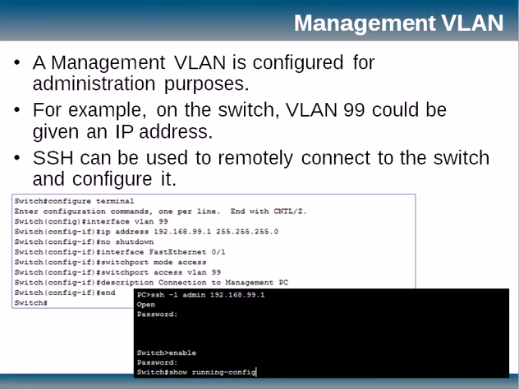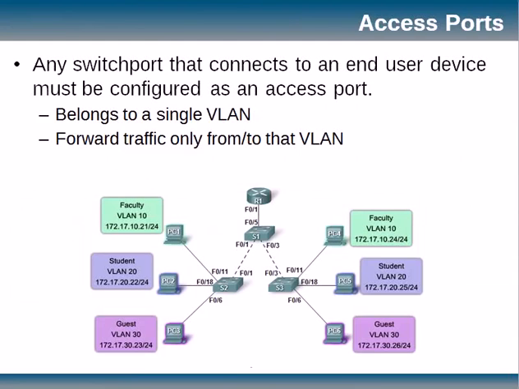There's also a management VLAN. On some of the Packet Tracer activities, you might have seen this popping up, where you have to type in interface VLAN, say 99 or something like that, give it an IP address, no shutdown. Well, that is configuring a management VLAN. Now you can telnet or SSH to that IP address. That IP address is physically on the switch. It is a management level type device.